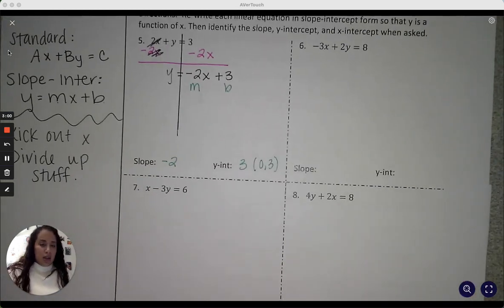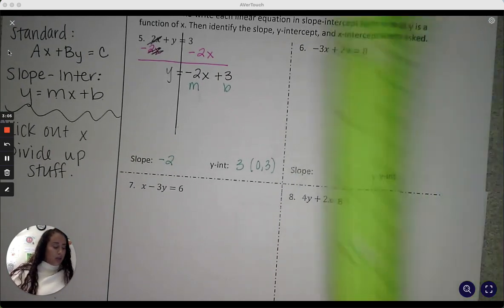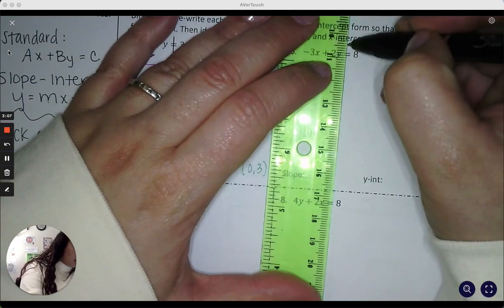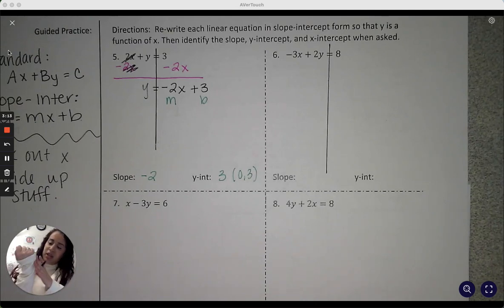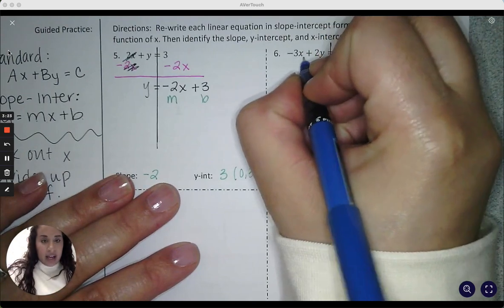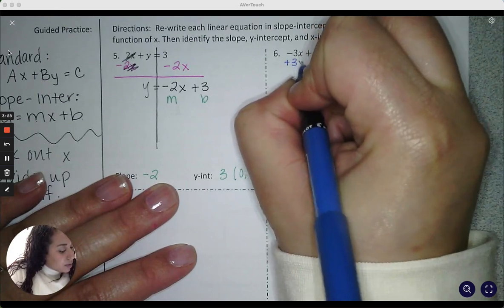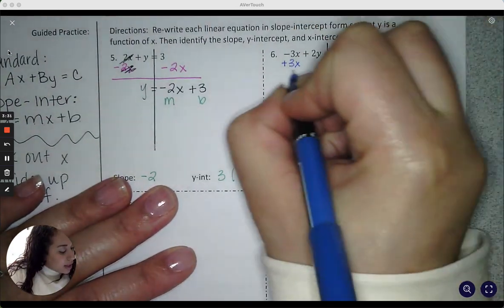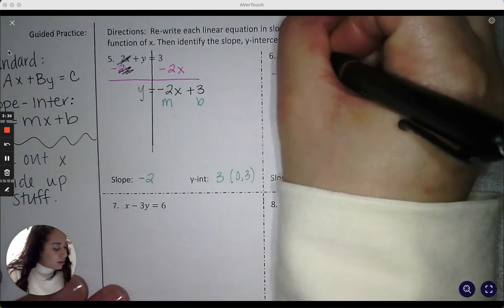Okay, so let's look at this one. Negative 3x plus 2y equals 8. So first thing, I'm going to draw that line. Dumb pens. Okay, so kick out your x. Step 1, kick them out. So instead of subtracting 3x, I see that it's already a negative, so I'm going to add 3x to both sides. Okay, so these zero out.